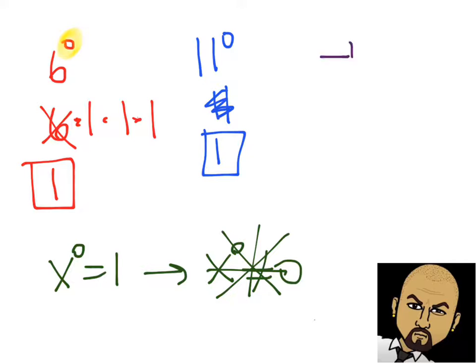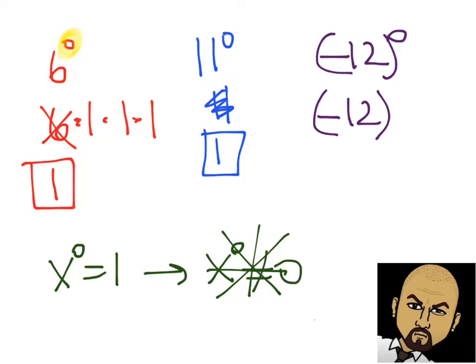All right, let's try another one. Here we have negative 12 raised to the power 0. Now, what's the base? Well, the base is negative 12. I'm sorry, I said 2, but it's negative 12. Now, because the base is negative, you have to put it in parentheses. The way I wrote it down earlier was not correct. And so since the base is negative 12, how many times is negative 12 used as a factor?